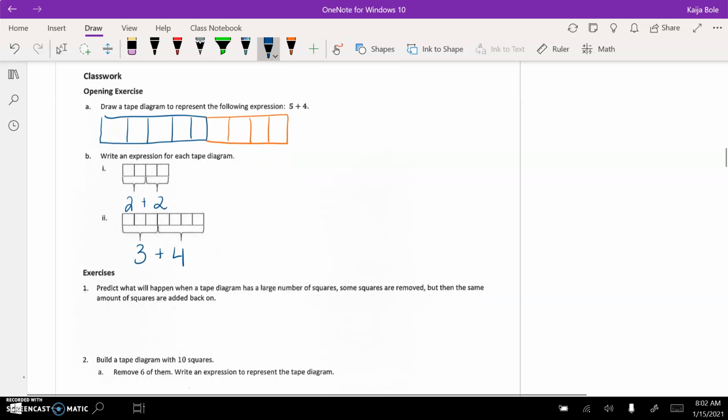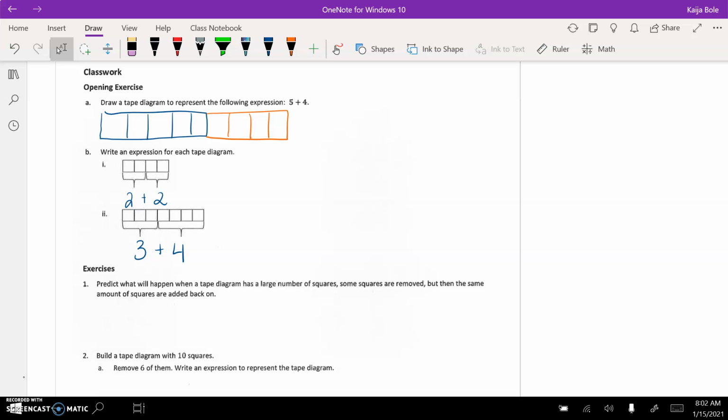Okay. So in number 1, it says predict what will happen when a tape diagram has a large number of squares. Some squares are removed, but then the same amount of squares are added back on. So like if you look back at the second example here, the 3 plus 4. So let's imagine now I'm going to take off these 4 boxes. Okay, so they're gone. So I only have 3 boxes. But then what if I added them back on again?